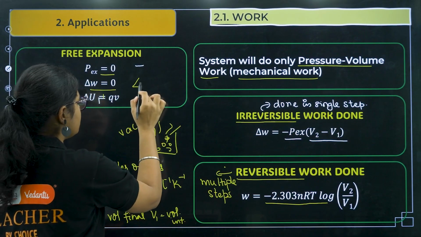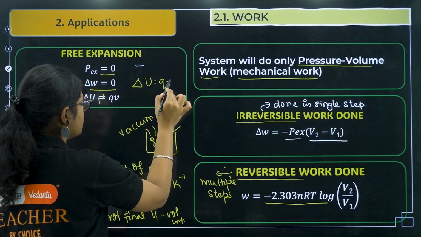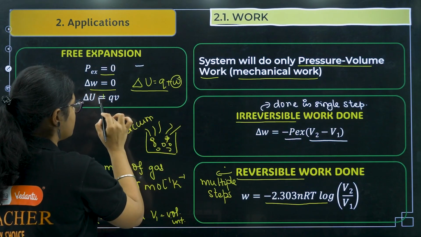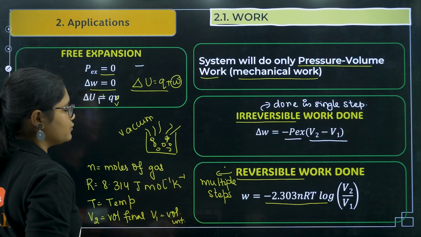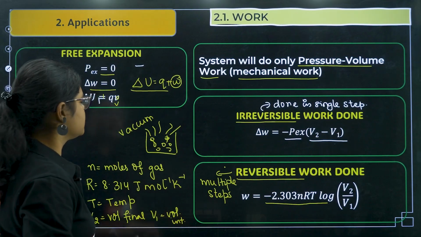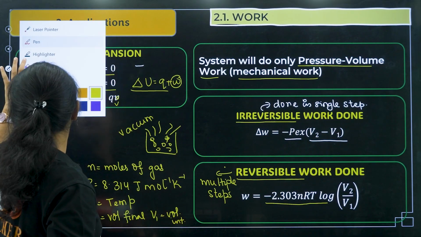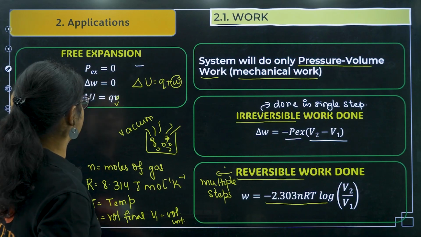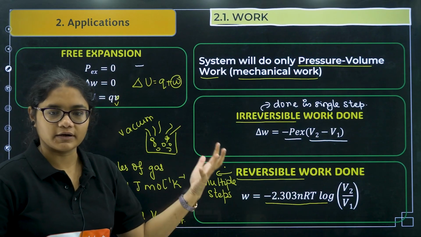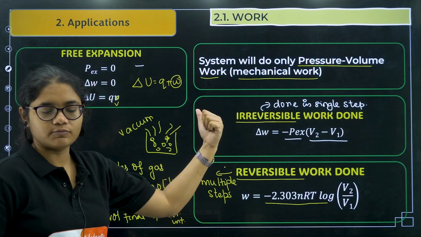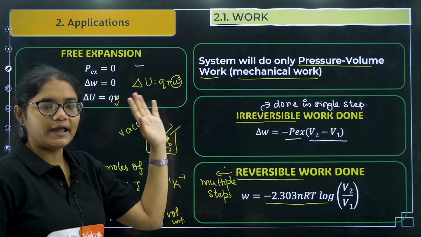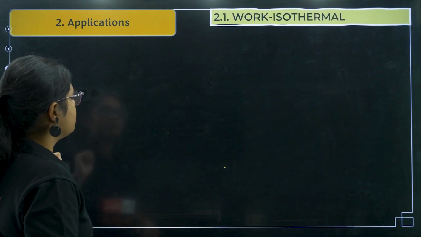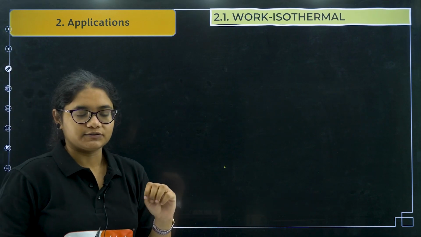Then what is delta U formula? Delta U is equal to Q plus W, right, but work is 0, that means delta U will only be equal to QV, or Q at constant volume, okay. So that is what you should know here. I will erase these things. So clear this part. What is work done? We have irreversible formula, reversible formula and free expansion work done, okay. Next we will move towards isothermal process, okay.